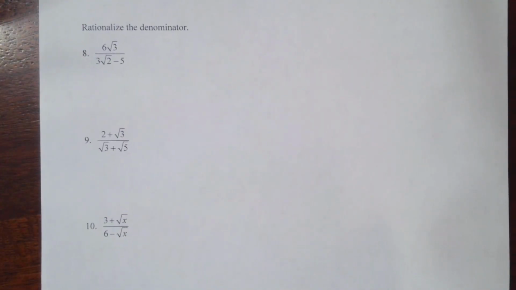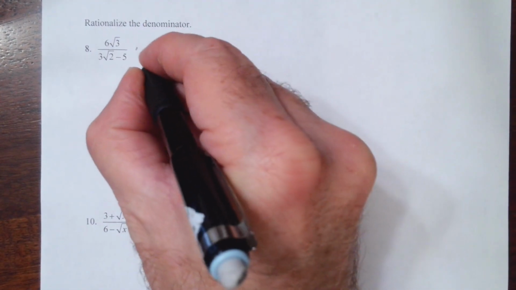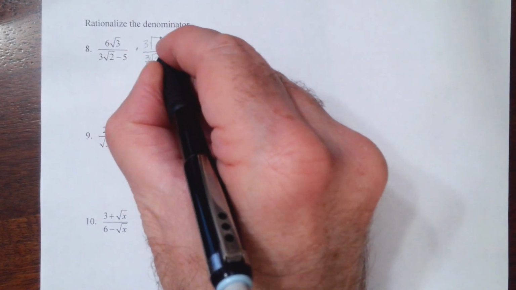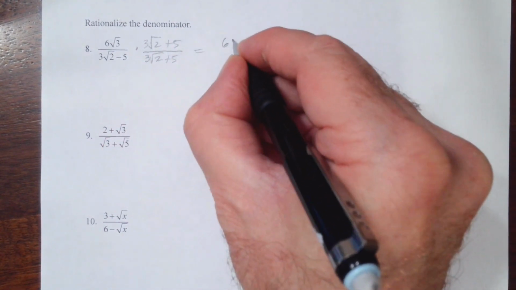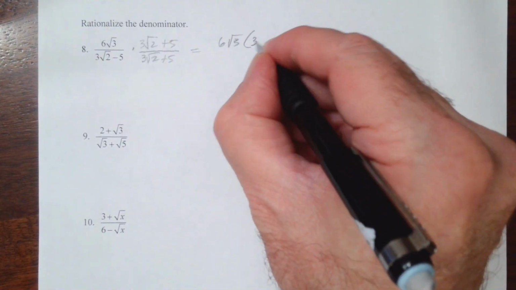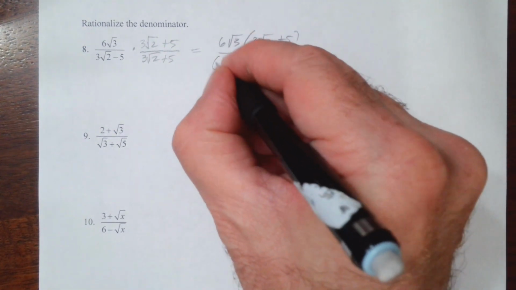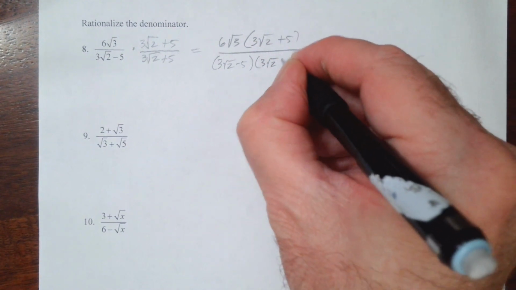So you could certainly try these 4 problems. They progressively get more challenging, of course, and then watch the video. All right, so on the first one here, the conjugate is 3 square roots of 2 plus the square root of 5. That's what you're going to multiply by in the numerator and denominator. So we have 6 square roots of 3 times 3 square roots of 2 plus 5 over 3 square roots of 2 minus 5 times 3 square roots of 2 plus 5.